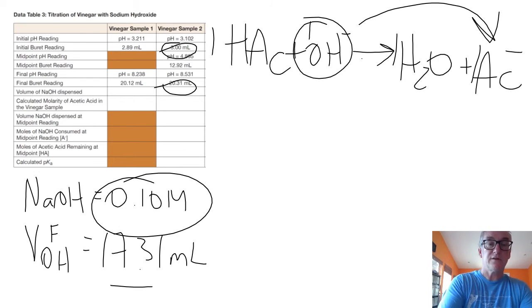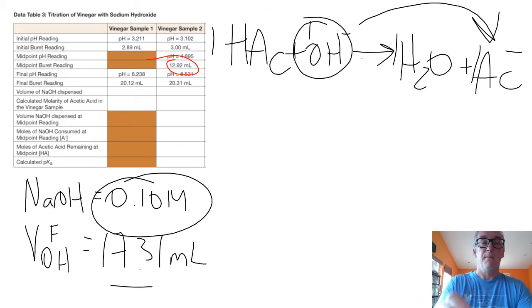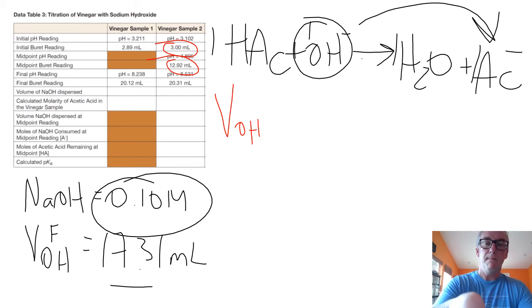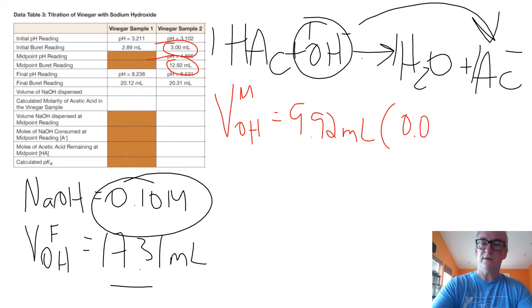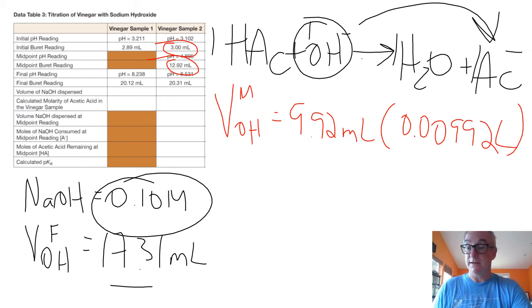Well, let's look at what the numbers were at the midpoint. The number at the midpoint was 12.92 mL, minus the 3 mL that was the initial reading. And so our volume of hydroxide midway is 9.92 mL, or 0.00992 liters. Small amount. How many moles of hydroxide is that?